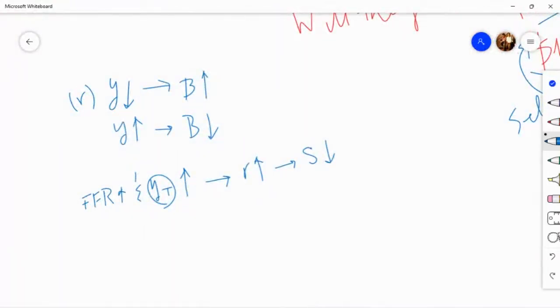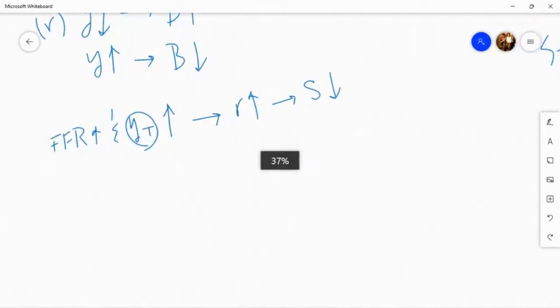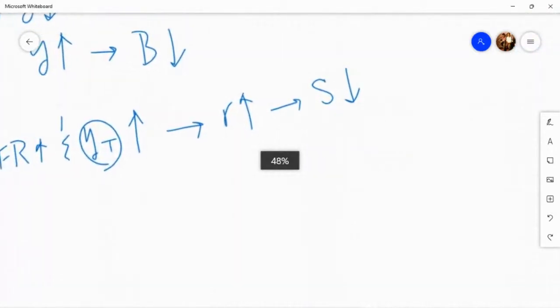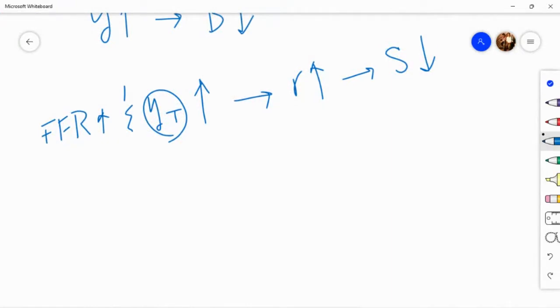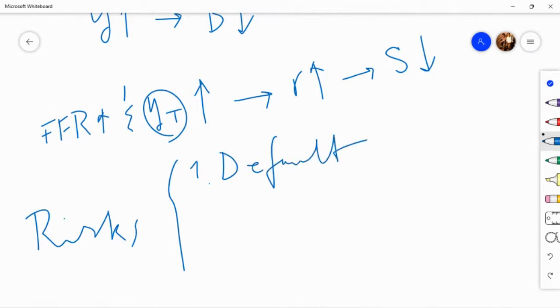So we talked about four types of risks. In case of bond, the biggest risk is always default risk, right? And then inflation risk. Three, liquidity risk. Remember that? Liquidity.